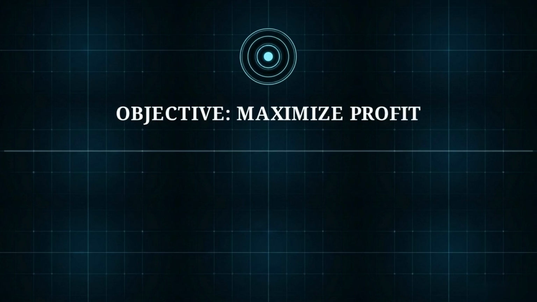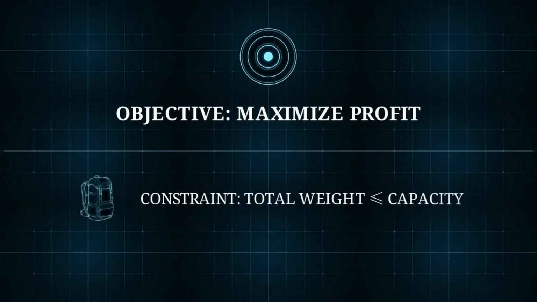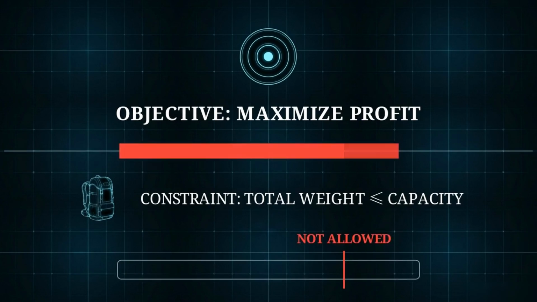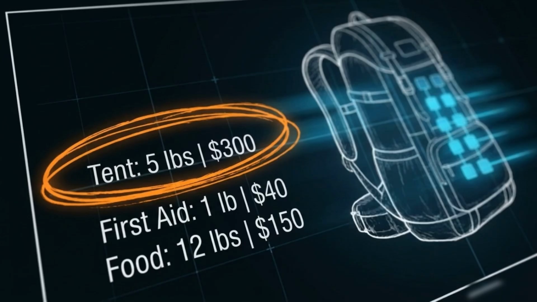First is our primary objective. We want to yield the maximum possible total profit. Second is our hard constraint. The combined weight of these items must never exceed our capacity. Balancing this desire for maximum profit against a rigid physical limit is what makes this an optimization problem.